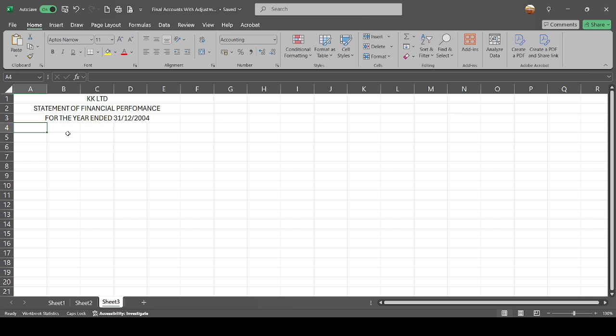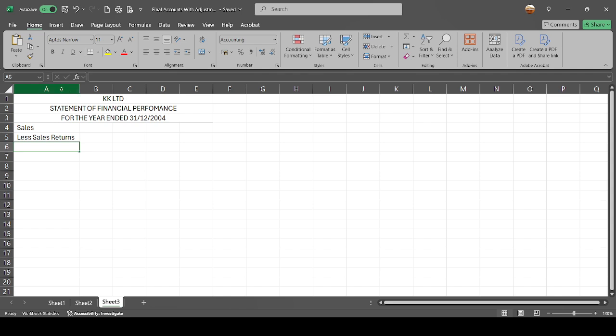So we start with the first thing. In that particular statement, our first line of discussion is sales. Of course, in our format, it is sales less sales returns, or returns inwards. So let me just pull this so that it becomes our figure for sales.